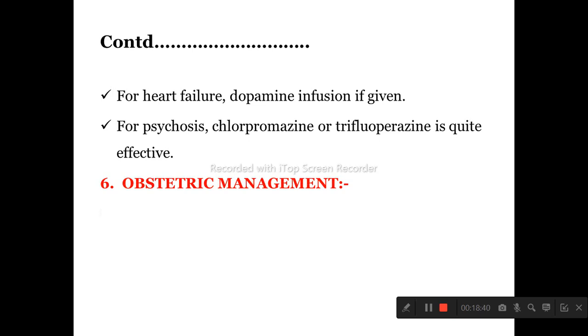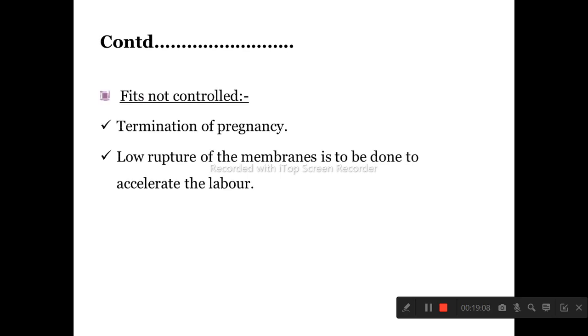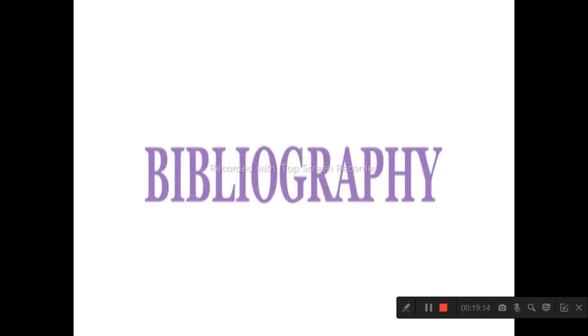Then next is obstetric management: fits control we can do. Is the baby mature? We have to decide whether the baby is less than 36 weeks of gestational age or more than 36 weeks. If the baby is premature, less than 37 weeks, we can start dexamethasone therapy for lung maturity. We have to identify whether the baby is live or dead. If it's not controlled, then termination of pregnancy. Low rupture of membranes is to be done to accelerate the labor.